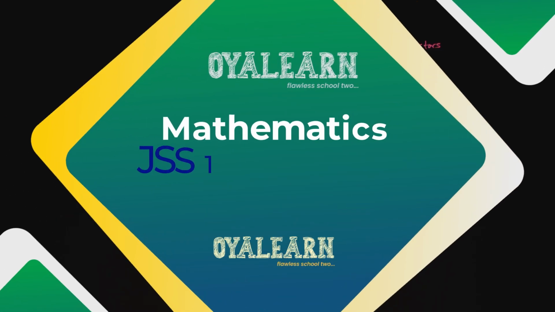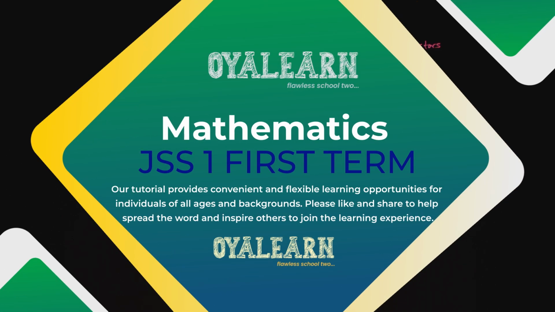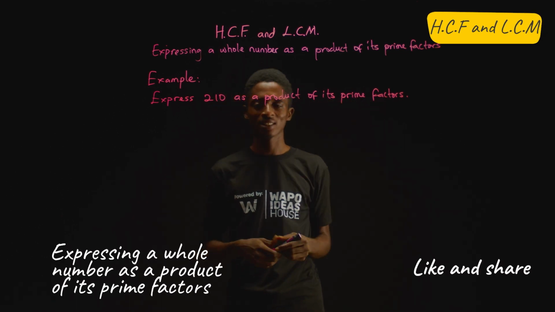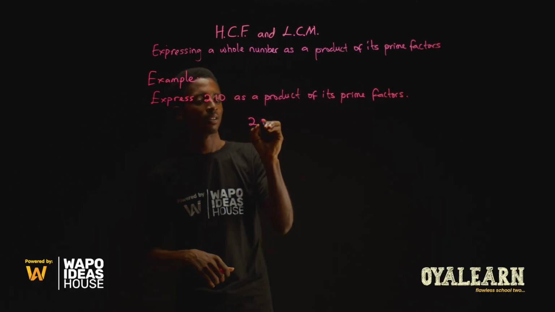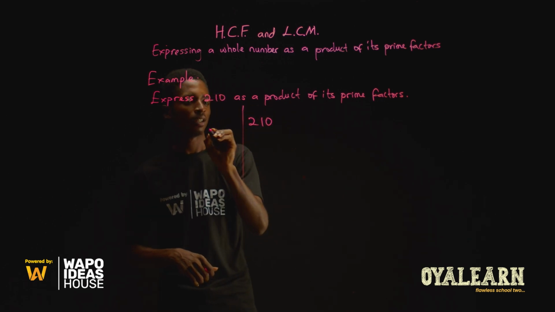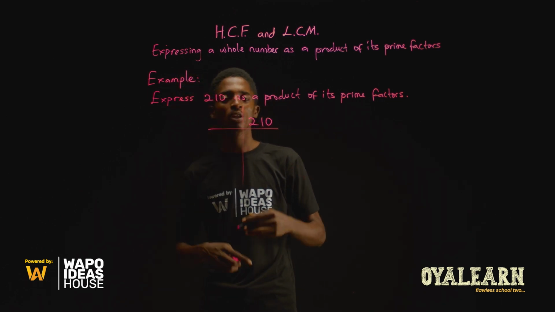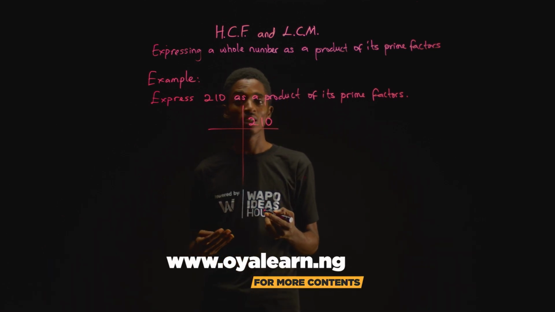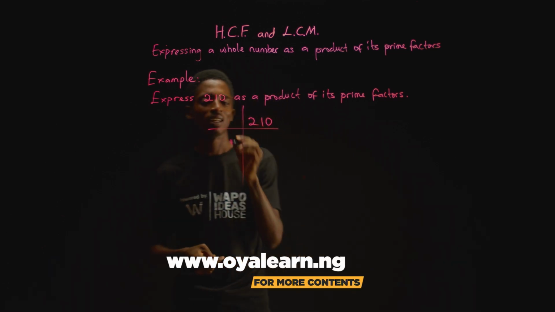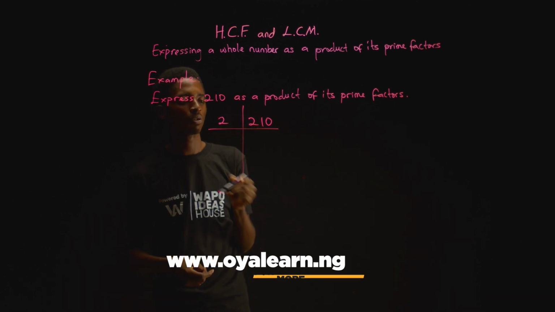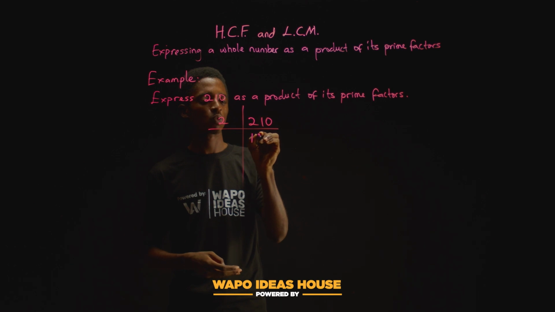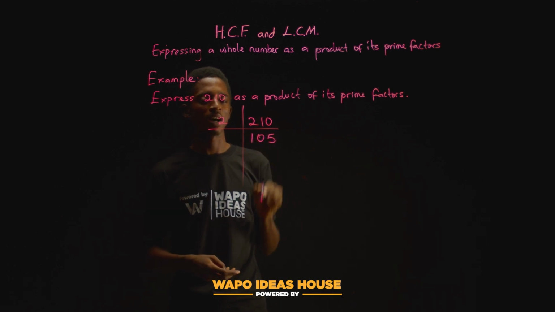Now let us learn to express 210 as a product of its prime factors. Now we start by looking for the lowest prime number that divides 210 without a remainder. And that would be 2. 2 in 210, that is 105.